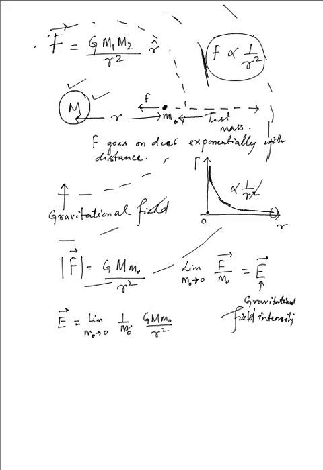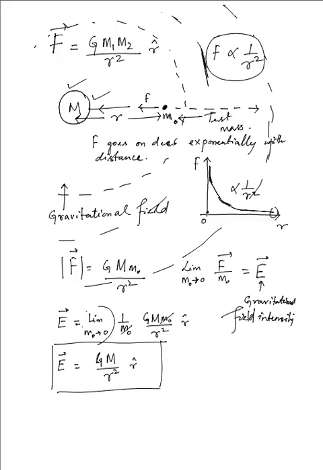Now the m naughts obviously get cancelled out. Now I can use that limiting value, it makes no difference now because the masses have cancelled out. So what I am left with is the gravitational field intensity, which is along the direction of r cap, that is directed towards this mass. So G M divided by r squared r cap. Now this r cap obviously is directed towards the mass.